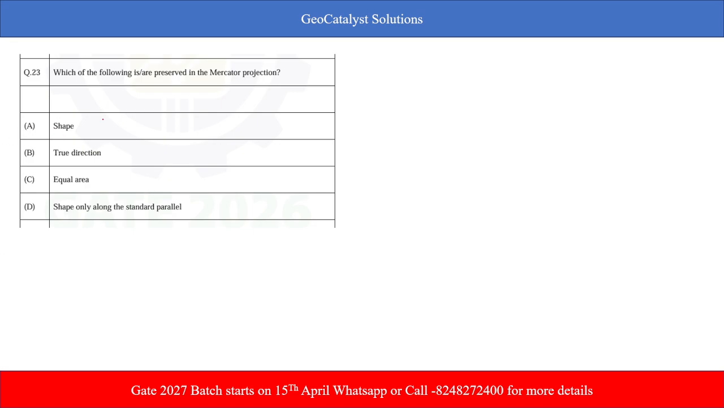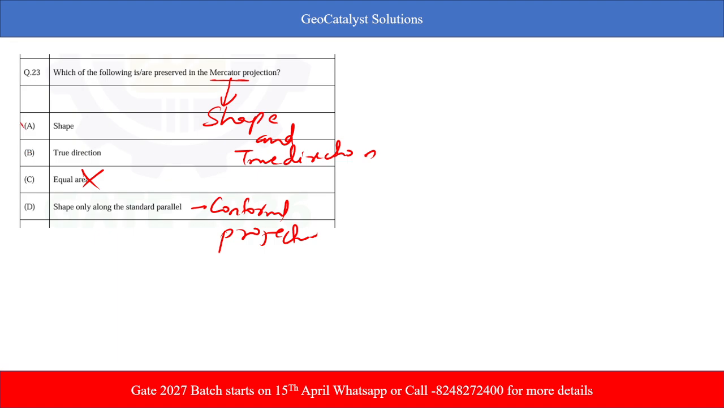So this is actually a memory based question. Which of the following are preserved in Mercator projection? In Mercator projection, shape and direction are preserved. Area is not preserved. And shape only along the standard parallel. So this happens in conformal projection. So for this, only these two will be the correct answer. Now coming to the next question.